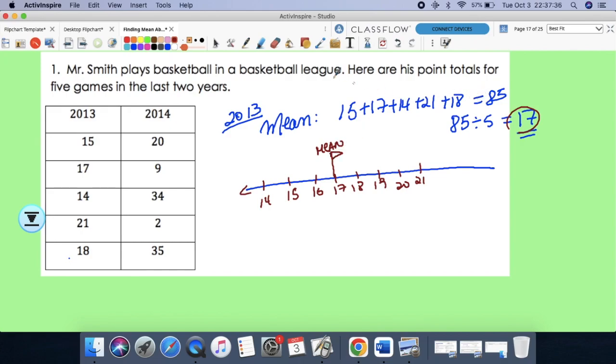Draw a little flag. Well, let's put the other numbers. There's a 15. Here it is. There's a 17. Here it is. There's a 14. Here it is. 21 and 18. So we write the numbers down: 15, 17, 14, 21, and 18. I'm going to put them in order. No, actually you don't have to. Let's just do it like that. This is 2013. I'll put a little box.